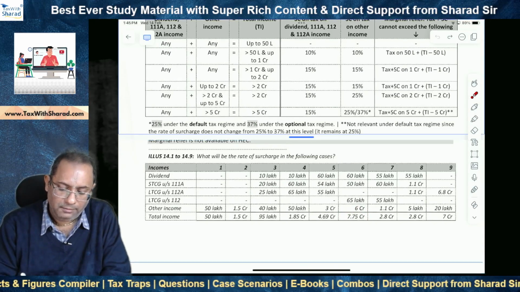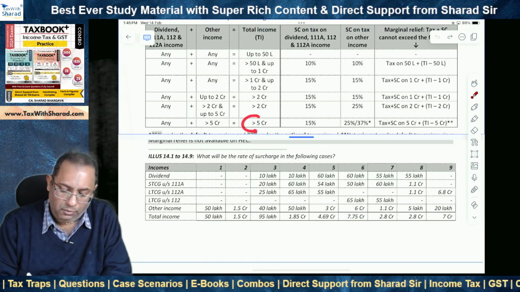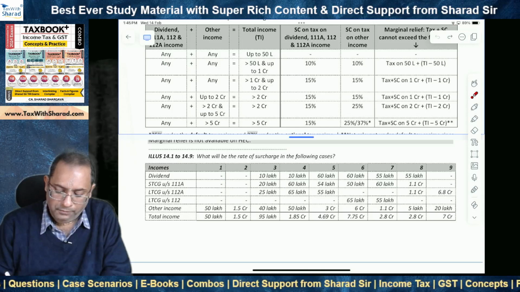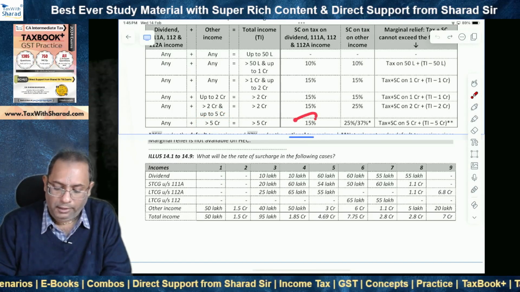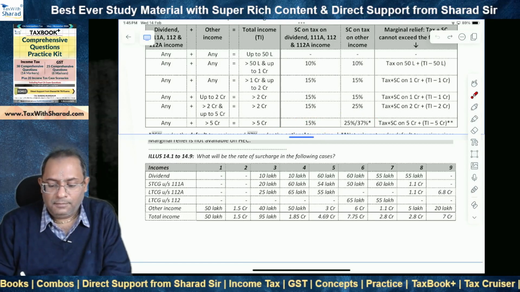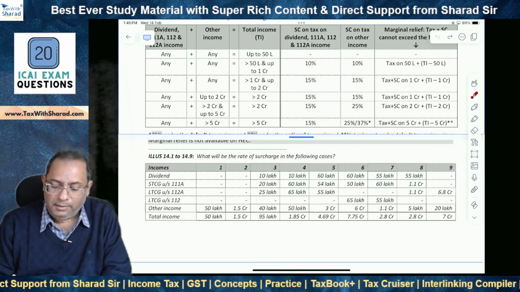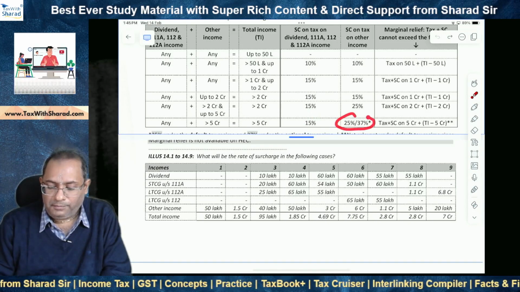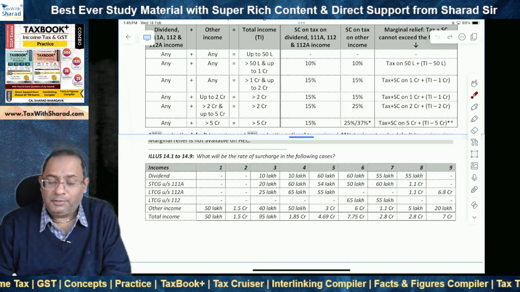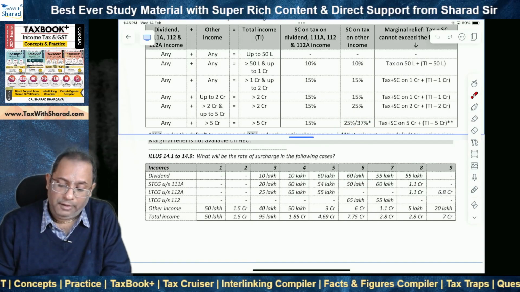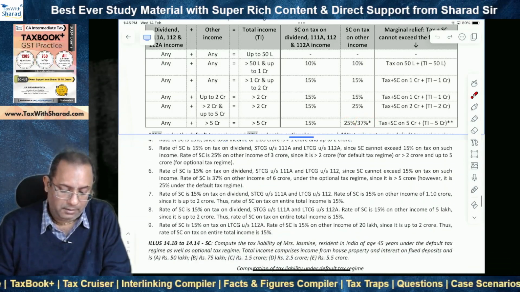So if we look at the table, the total income is more than 5 crore and the other income is also more than 5 crore, and therefore the rate of surcharge will be this: 15% in respect of tax on special income and 25% in respect of tax on other income if we are talking about the default tax regime 115BAC. If we are talking about the optional tax regime, it will be 37%.